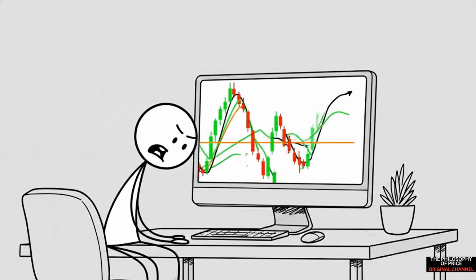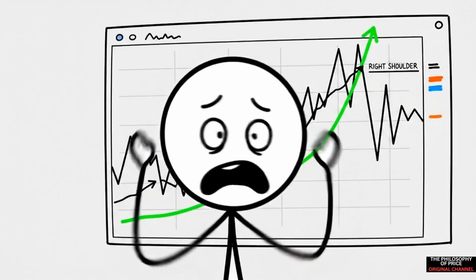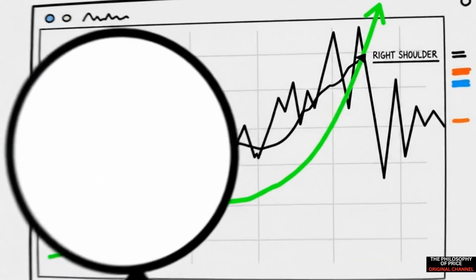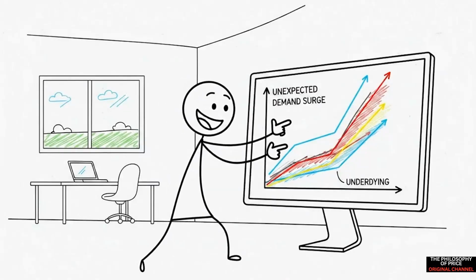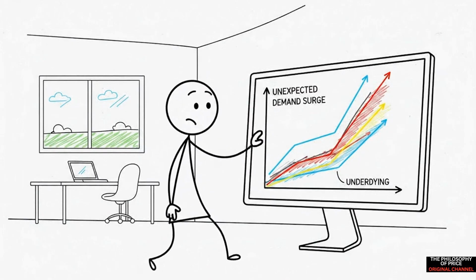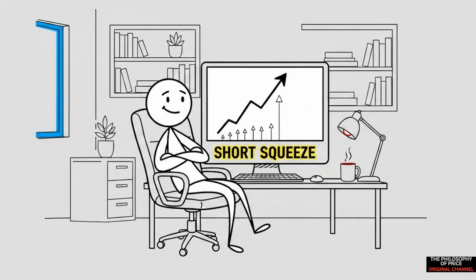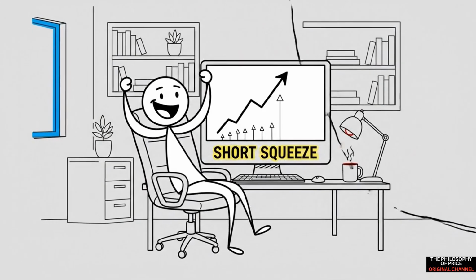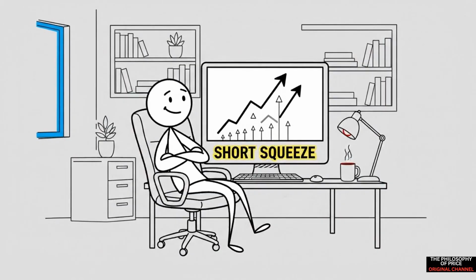What if the head and shoulders neckline is breached only for the price to quickly reclaim it? What if the price then surges even higher, surpassing the peak of the right shoulder itself? In such cases, the pattern hasn't simply failed, it has uncovered a surge of unexpected underlying demand. This leaves short sellers completely trapped, and their forced covering then acts as powerful fuel for an upward move.